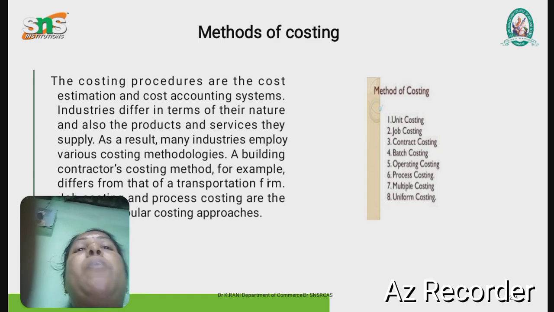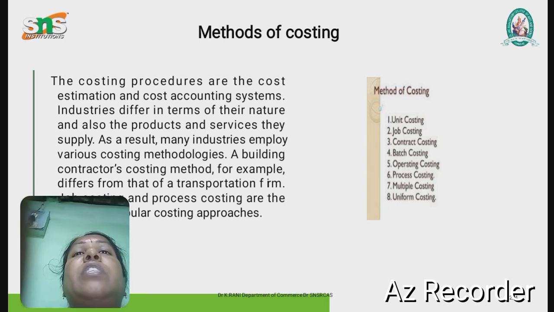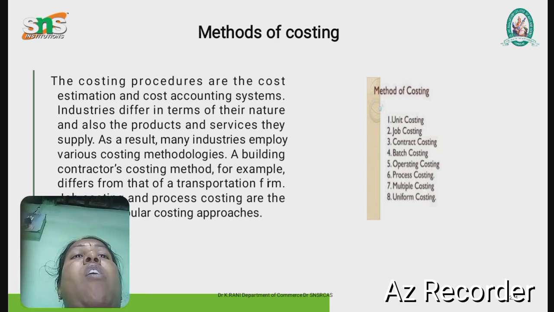Marginal costing. Marginal costing is a costing technique where only variable costs are considered in determining the cost of producing one additional unit. Fixed costs are treated as period costs and are not allocated to products.